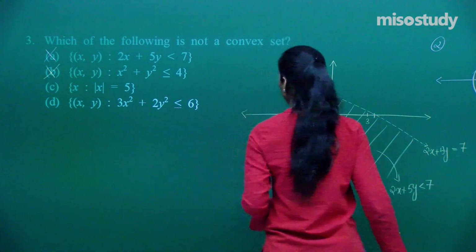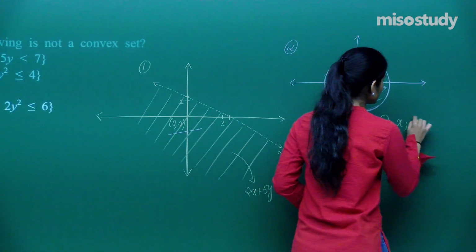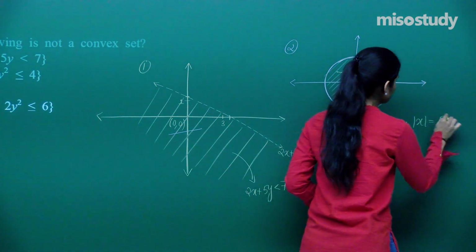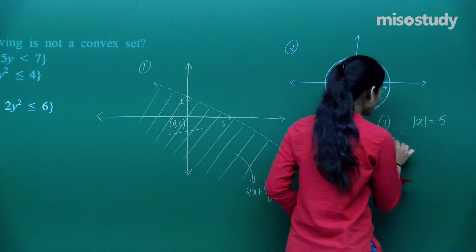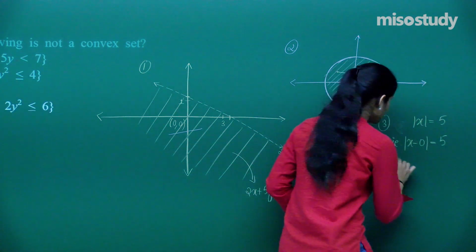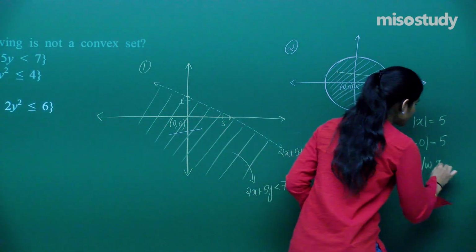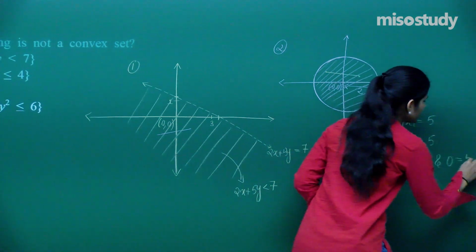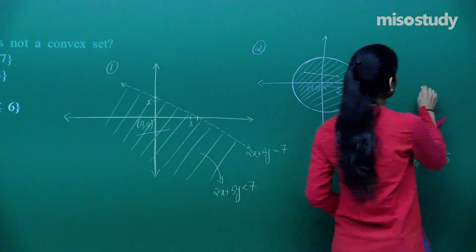All those x such that mod x is equal to 5. Mod x equals 5 means what? I can rewrite this as mod of x minus 0 equals 5. That means distance between x and 0 is 5. Which are the points on the real line whose distance from 0 is equal to 5?